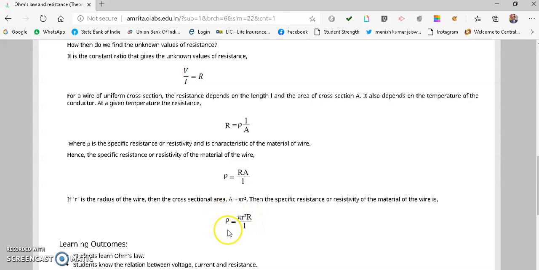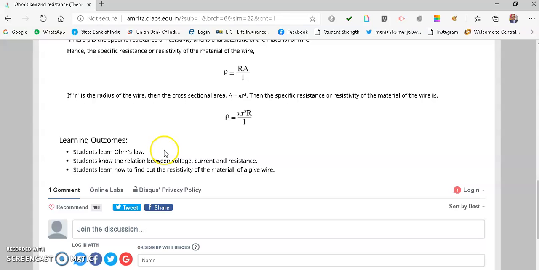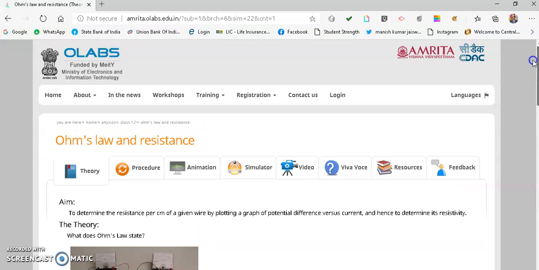What is unknown here is this capital R, because the radius we can always find using a screw gauge, and the length we can always find using the meter scale. So if we use this Ohm's law experiment, what can we learn? We can learn what Ohm's law is first and foremost, secondly the relation between the voltage, current and resistance, and thirdly we can find out the resistance of the material of a given wire.